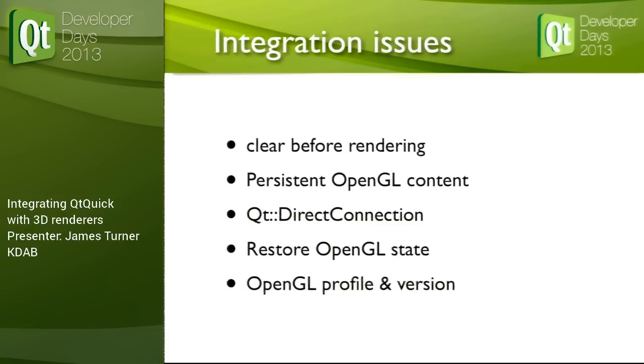By default, obviously, the QtQuick scene clears out the existing drawing surface before it starts rendering. But if you've drawn something underneath, it would then clear it and you wouldn't see it. So you have to switch that feature off. There's a set clear before rendering, true or false, on QtQuick window.